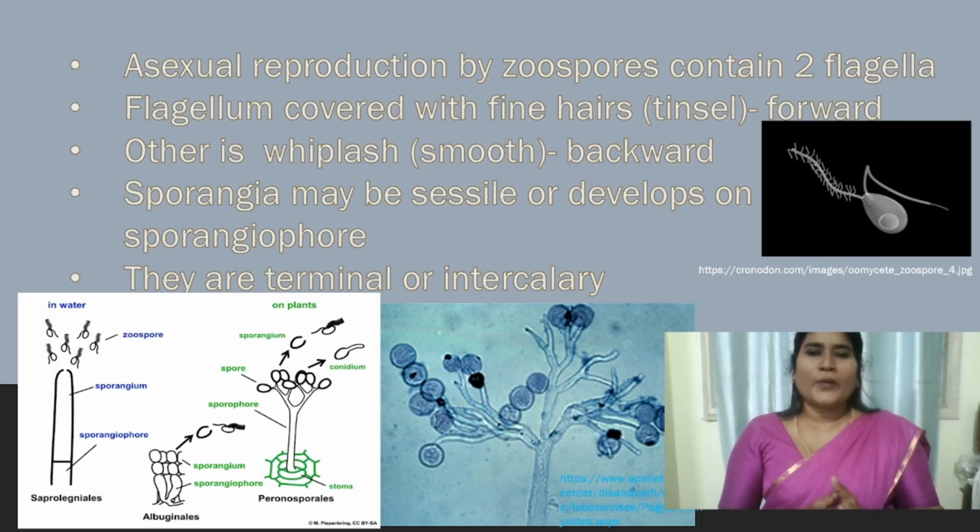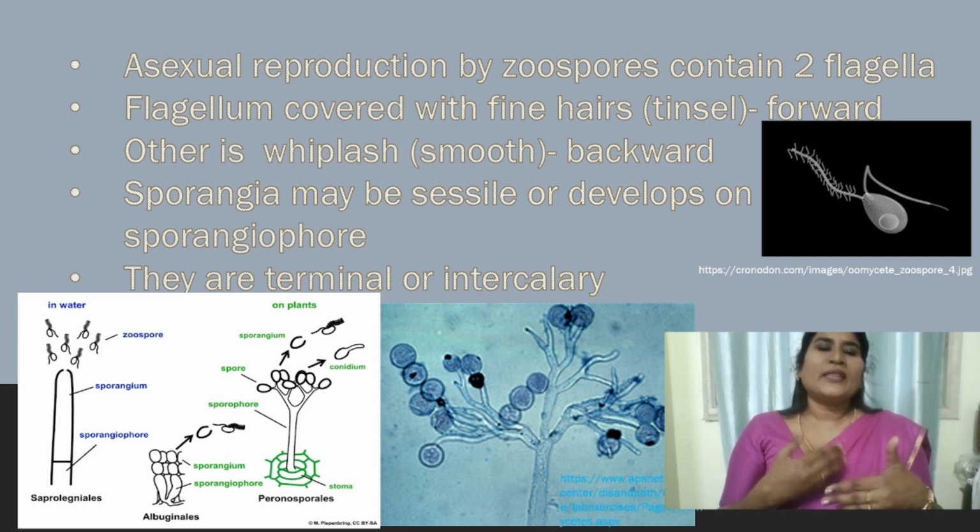Asexual reproduction is by zoospores. In the zoospores, you can see two flagella. Both types of flagella you can see in the zoospores of oomycetes. One flagellum with fine hairs, that is the tinsel type, is used for the forward movement, and the other one is the whiplash type, the smooth flagellum, used for the backward movement in the oomycetes.